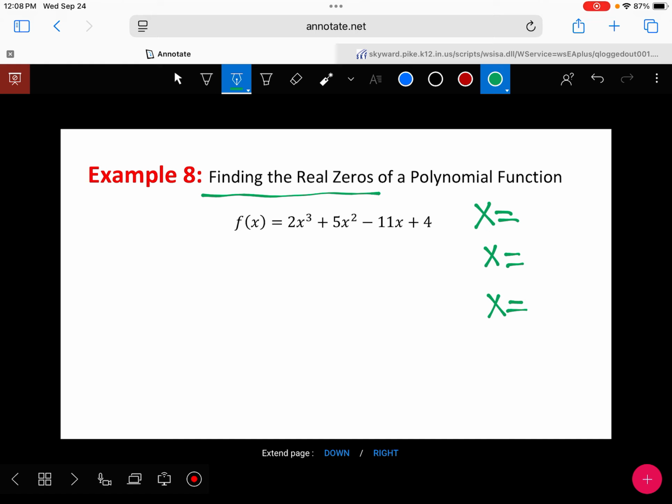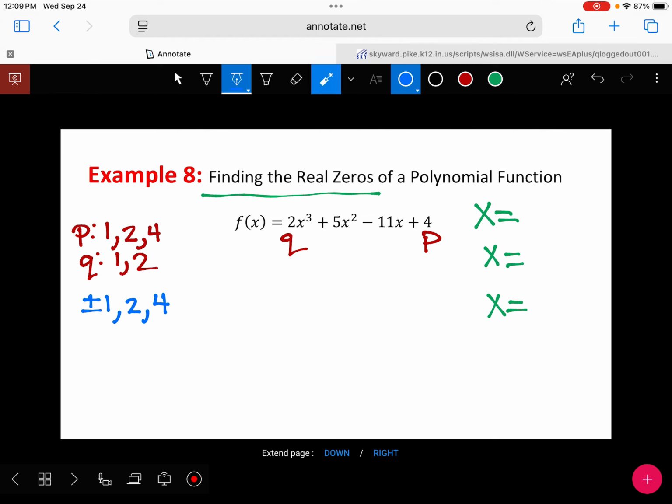So we need to figure out what are the possible zeros. So possible, P over Q. What are the numbers that go into 4? 1, 2, and 4. And the only numbers that go into Q, 1 and 2. So the possibilities, and every number can be positive or negative. I just don't put it in front of everyone. So we have plus and minus 1, plus minus 2, plus minus 4.